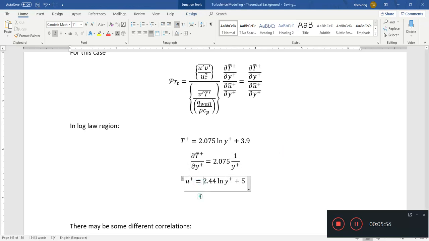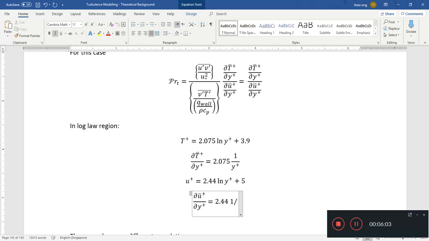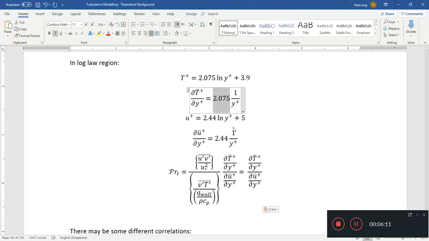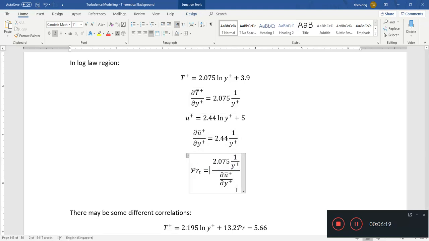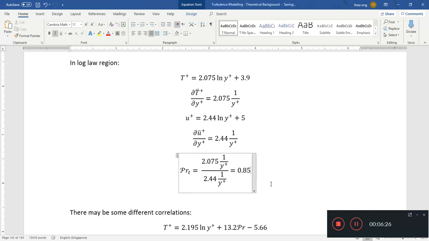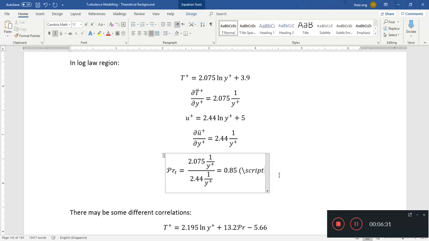And likewise for the u part, this is just 2.44, 1 divided by y plus. Simple enough. So on the whole, we see that we can just copy and paste these two here and substitute, and that will give us a very simple correlation of a somewhat constant Prandtl number. This is about 0.85.